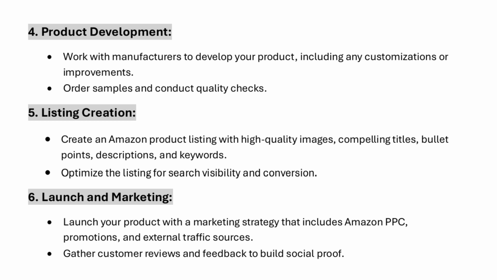Number 5. Listing creation. Create an Amazon product listing with high-quality images, compelling titles, bullet points, descriptions, and keywords. Optimize the listing for search visibility and conversion. Number 6. Launch and marketing. Launch your product with a marketing strategy that includes Amazon PPC, promotions, and external traffic sources. Gather customer reviews and feedback to build social proof.